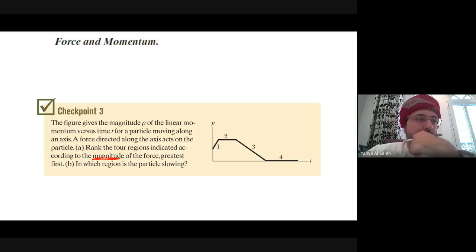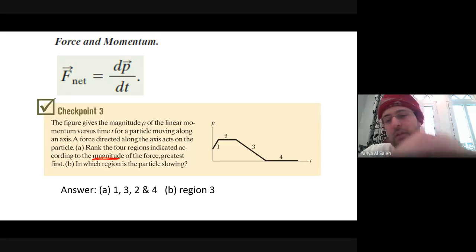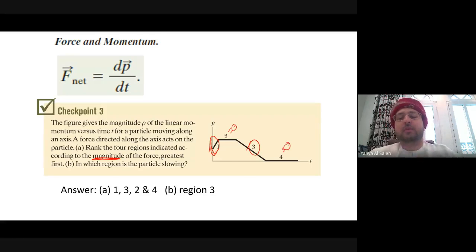One, 4, 2, 3. Remember, our force is the rate of change of momentum, and rate of change is always the derivative, which is always the slope. Okay, which means it goes 1, 3, 2, and 4 are equal, because here you have the biggest slope, here you have the second biggest slope, here the slope is equal to 0, and here the slope is equal to 0.